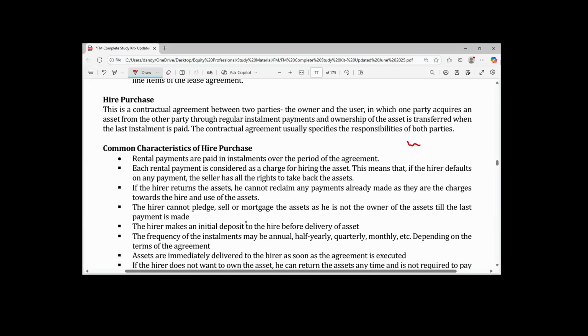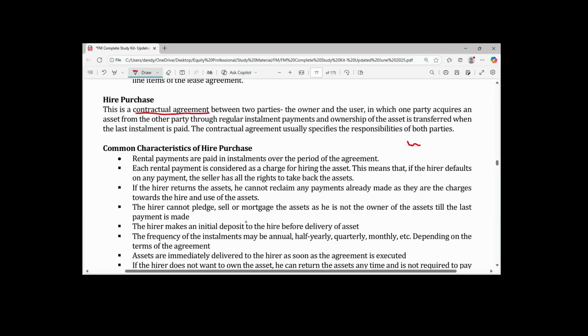So hire purchase is a contractual agreement between two parties, that is the owner of the assets and the user of the assets, whereby one of the parties acquires an asset from the owner, or from the other party, through regular installment payments, and ownership is only transferred to the user when the final installment is paid. So it is only when you make the final installment that the ownership will be transferred to the user of the assets. So the contractual agreement will expressly specify the responsibility of both parties.